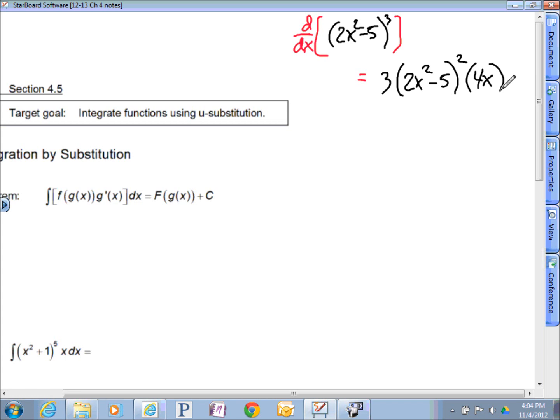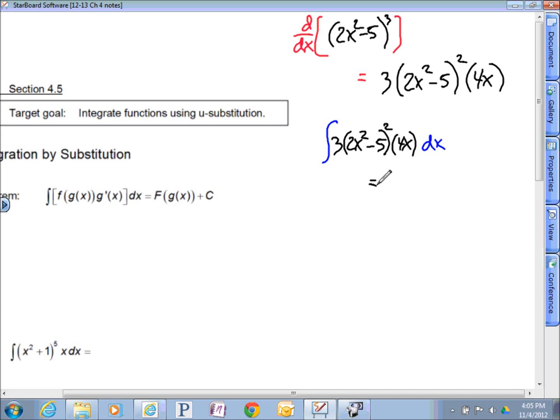So what if I instead asked a person to do the integral with respect to x of 3 times the quantity 2x² − 5 squared times 4x? So if we think about what would happen, the red problem should be the exact opposite of the blue problem. So if I asked you to do this, we would be able to reverse the process.